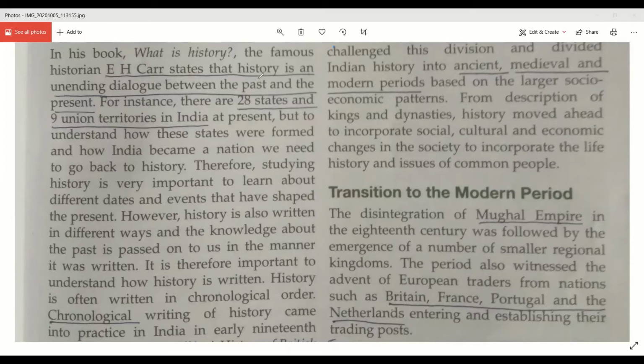That's why it says, therefore, studying history is very important. Why? We can learn about the different dates and events that have shaped the present. So here we get to know that our present and our past are linked together. And the link between the present and the past is history. How do we get to know our past? Because of history. Okay, next.